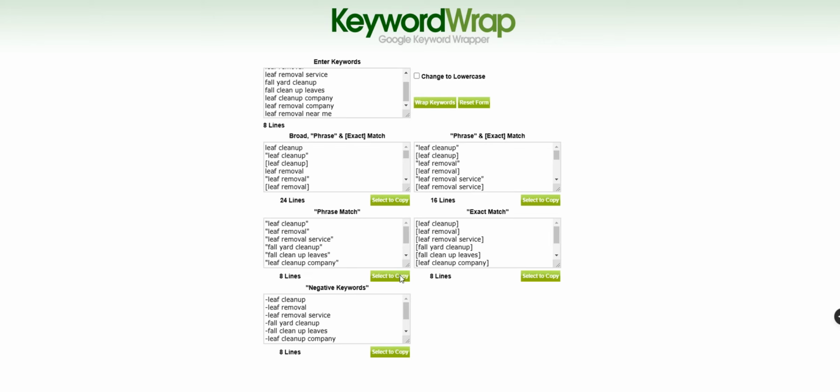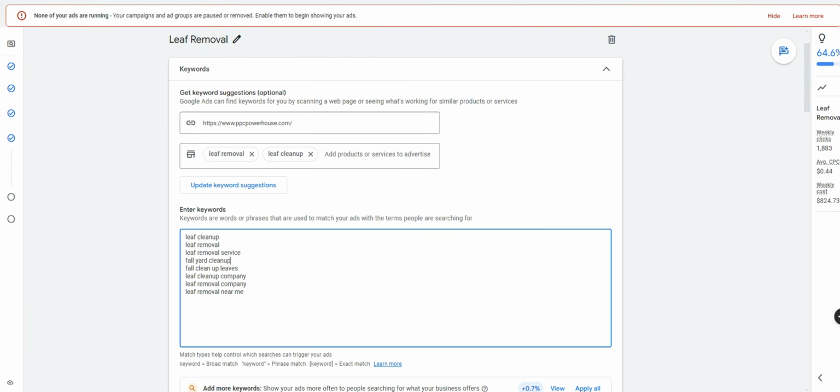So for me, I'm just going to use phrase match. You can use a bit of both. We could do phrase and exact match only, or only phrase. For this example, I'll use phrase match. I'll click select to copy. I'll copy those keywords, and then we can go back and I can just paste over, and then boom. Now all of our keywords are in phrase match.